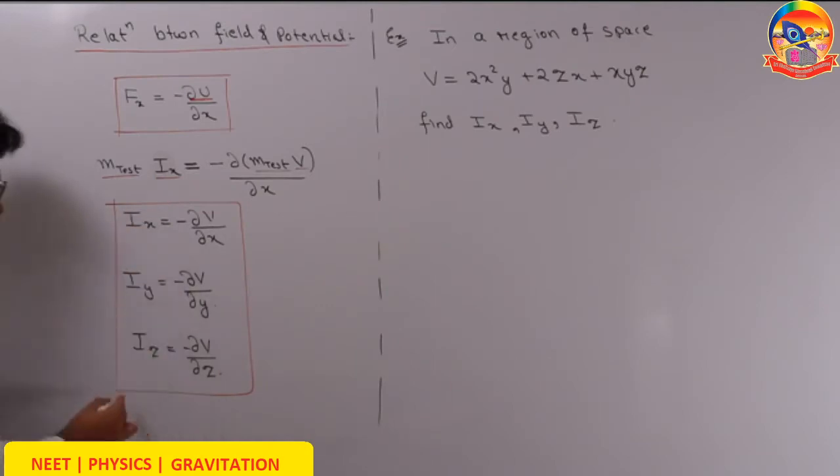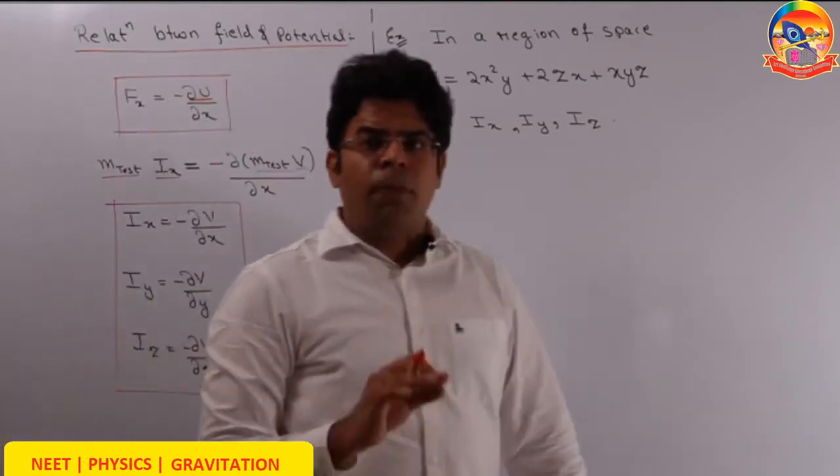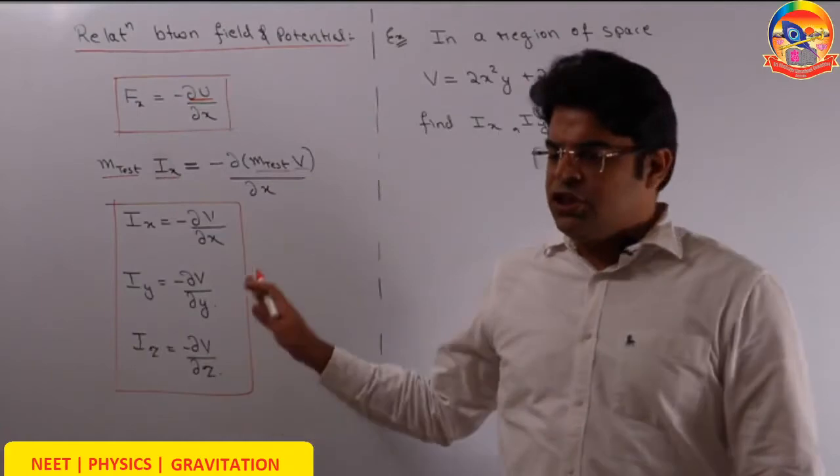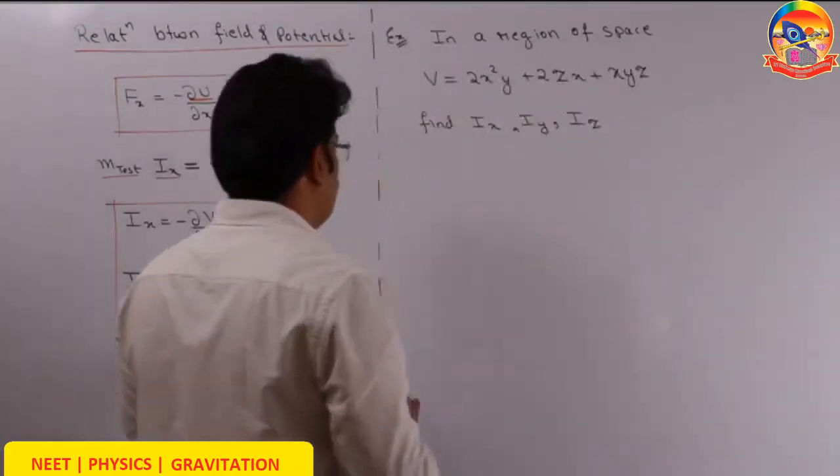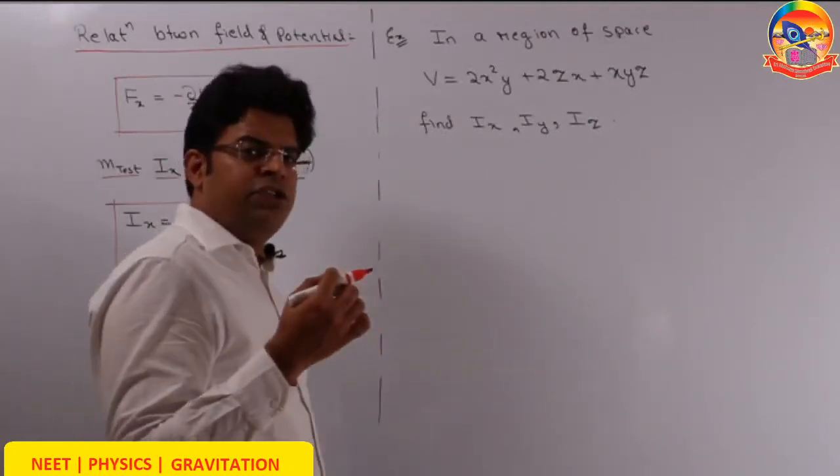But what is this del? Proper differentiation is much tougher than partial differentiation. Partial differentiation is a very easy thing to do. So how to do it? Let's understand it using a question.